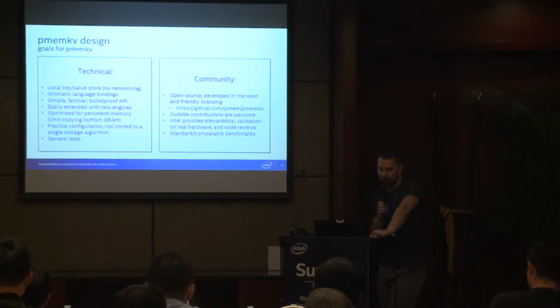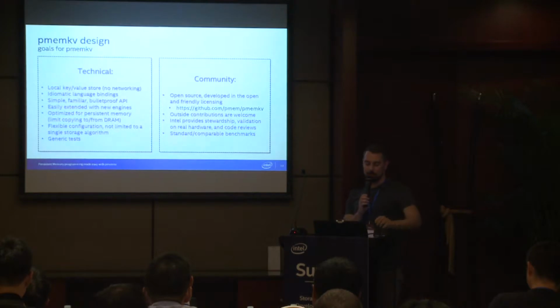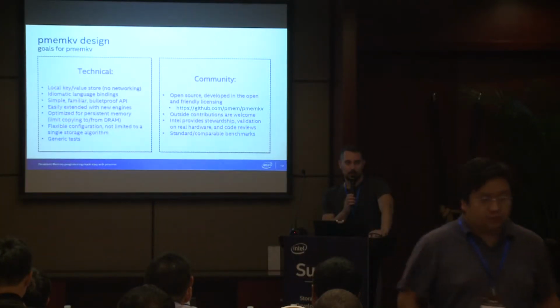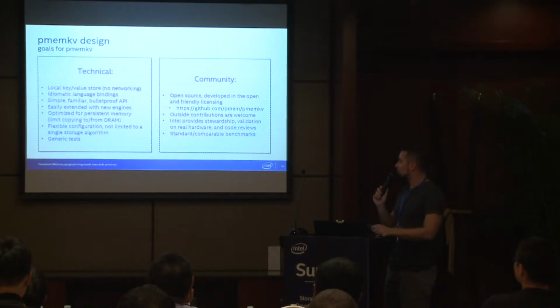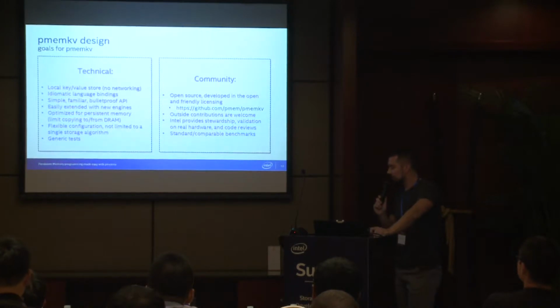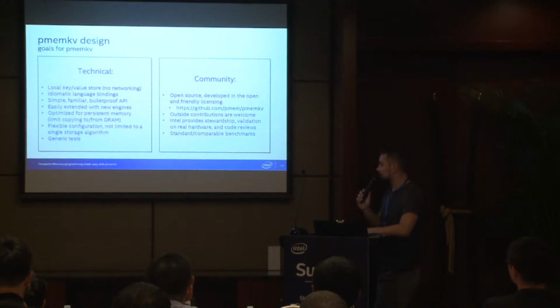We have a couple of goals for Pmemkv. I split them into technical and community. So let me first discuss the technical goals. First of all, we wanted to create a local key-value data store without networking related latency. We wanted to provide a very simple API to the user with idiomatic language bindings. Another goal was to make the design in such a way that we can very easily add new storage engines. So all engines are pluggable in our library architecture. We wanted to optimize the API for the library to take advantage of direct access. I will show you how it works in an example later on. And to limit copying to or from DRAM.